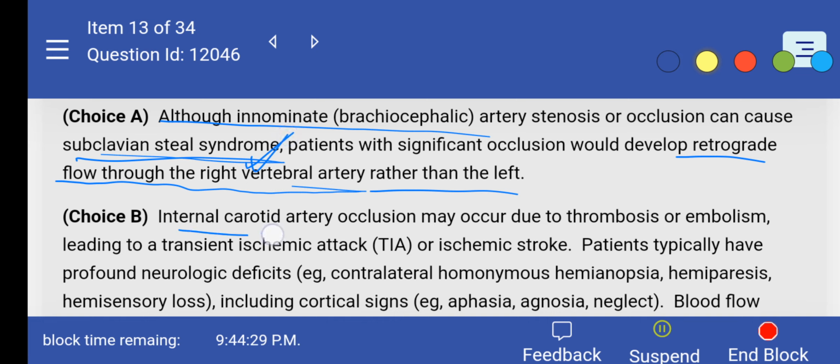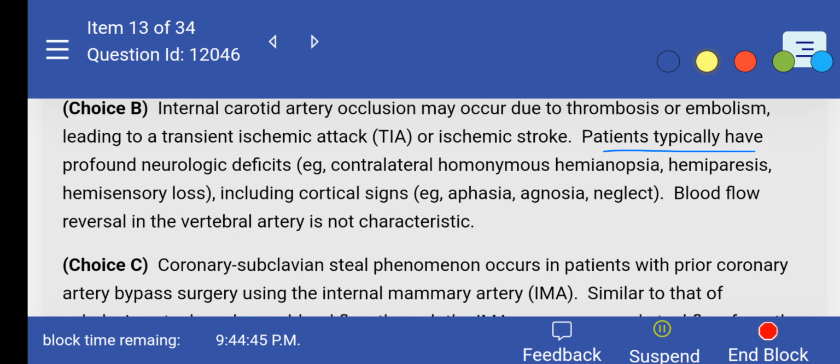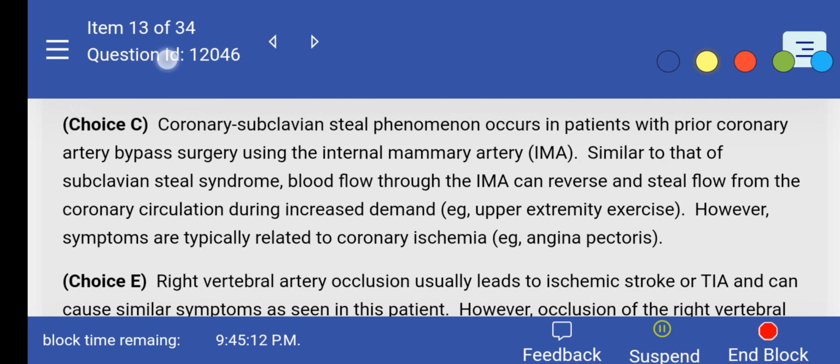Why not option B? Internal carotid artery occlusion may occur due to thrombosis or embolism leading to transient ischemic attack or ischemic stroke. Patients typically would have profound neurologic deficits, that is contralateral homonymous hemianopsia, hemiparesis, hemisensory loss, right? Those things, including cortical signs, aphasia, agnosia, neglect. Blood flow reversal in the vertebral artery is not characteristic. Why not option C?